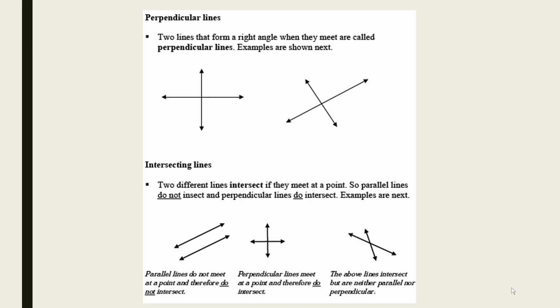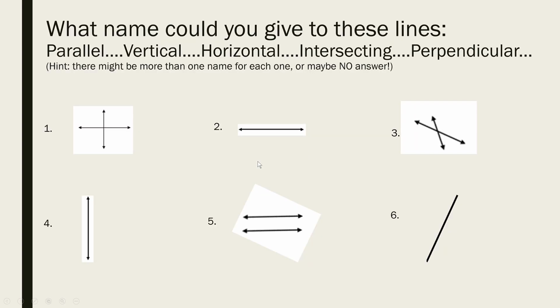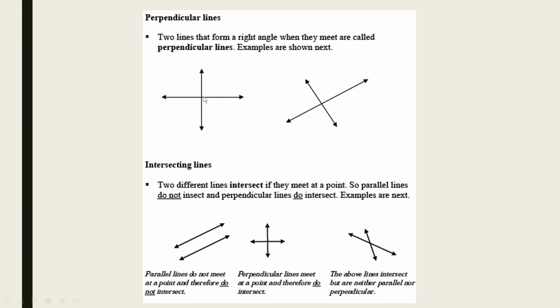Okay, perpendicular lines are like two roads that come across each other. Okay, so they come across each other in a perfectly straight way. Okay, so it'll be one vertical line and one horizontal line that are touching each other, okay, at a 90-degree angle. So they form a perfect square in the middle.